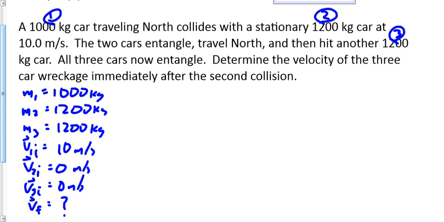How am I going to tackle this progressive collision, this domino effect collision? This collision that, well, really two collisions, right? One collision kind of turns into the next one. David, got an idea?